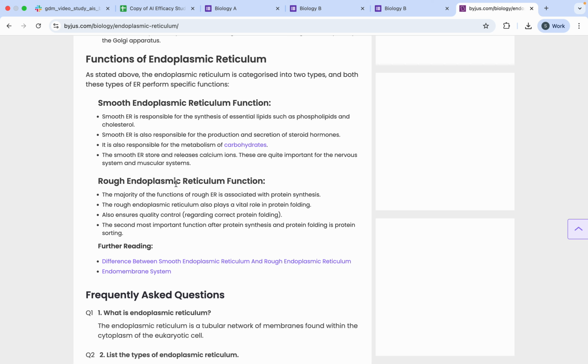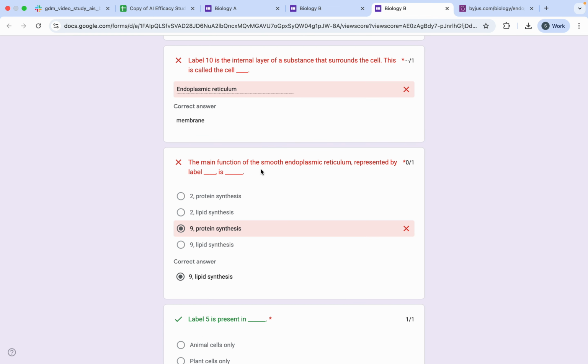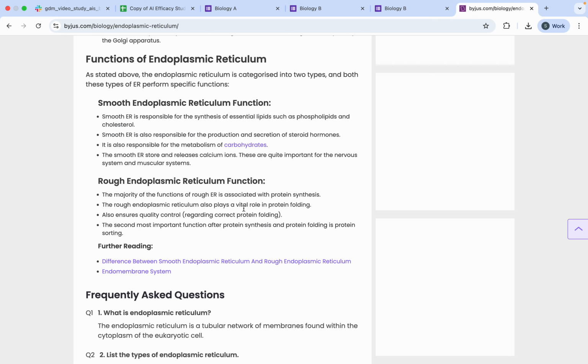And we can check the rough endoplasmic reticulum function also. The majority of the function of rough endoplasmic reticulum is associated with protein synthesis. The question asks for the main function of smooth endoplasmic reticulum. So for smooth endoplasmic reticulum, the function is lipid synthesis, but for rough, it is protein synthesis. The rough endoplasmic reticulum also plays a vital role in protein folding. Also it ensures quality control.